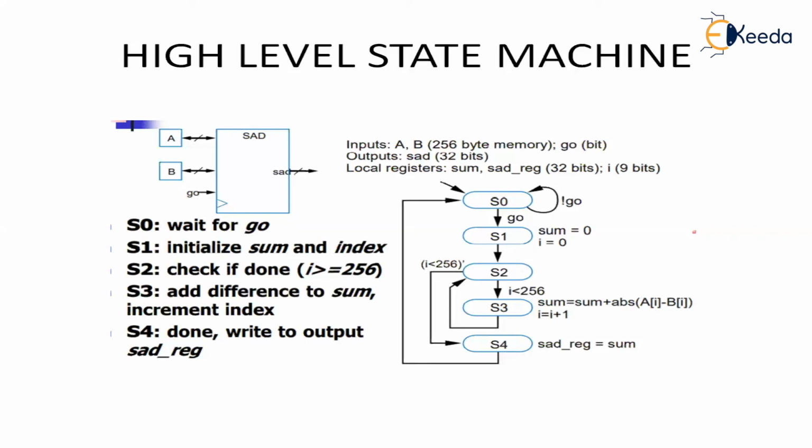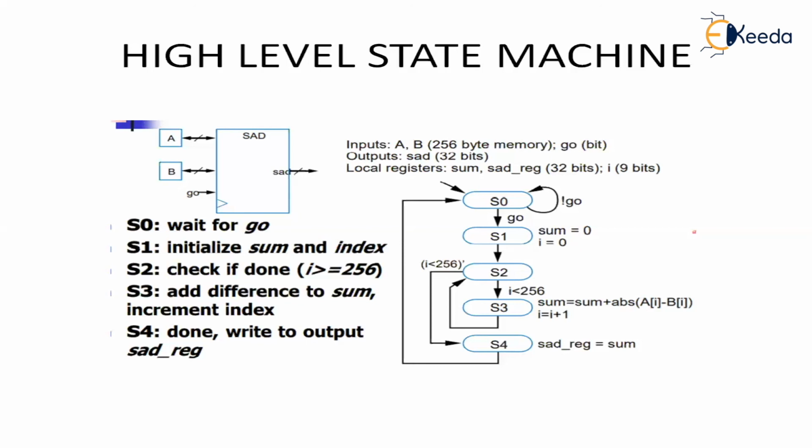Again it will go to S2. Then now I is equal to 2. In the same way it will happen. So A of 2 minus B of 2, absolute has been found, that has been summed with sum, and previously some value would have been there. That sum is added with this sum and a new sum will be stored. Again my I is incremented. It will continue until my I becomes greater than or equal to 256. Once it crosses 256, I will be moving into S4.